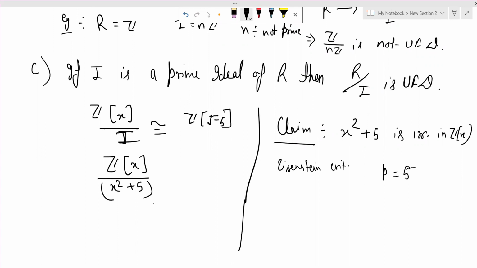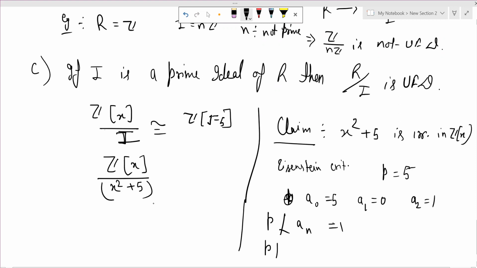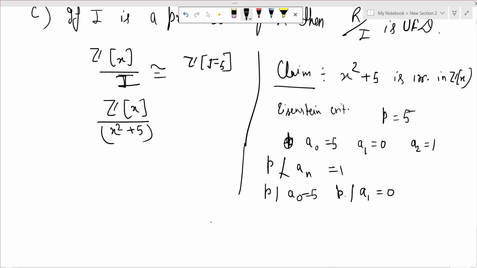So we have to look at the coefficients of x squared plus 5. What is a naught? A naught is 5, right? A1 is 0 and A2 is 1, and the others up to An are needed. P should not divide An, right? An equals 1 and P does not divide An. P should divide A0 and A1, right? Yes, P divides A0 because A0 is 5, and P divides A1 because A1 equals 0. And P squared should not divide A0. P squared equals 25 does not divide A0, which is 5, right? So this says that x squared plus 5 is irreducible in Q[X].